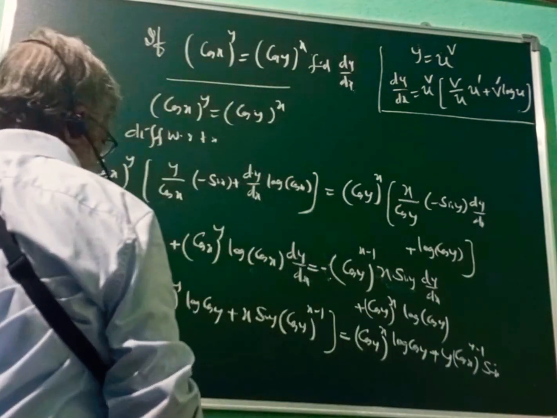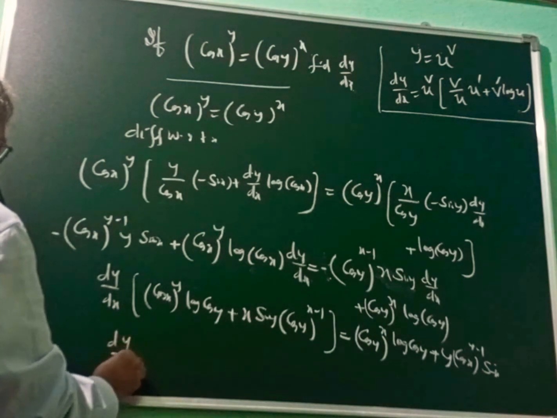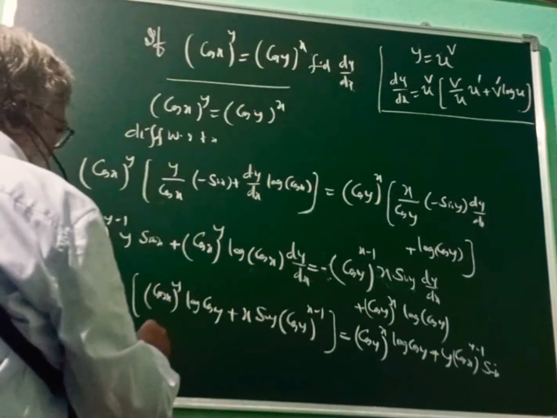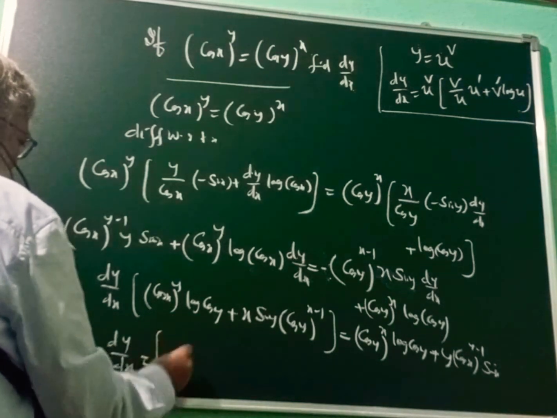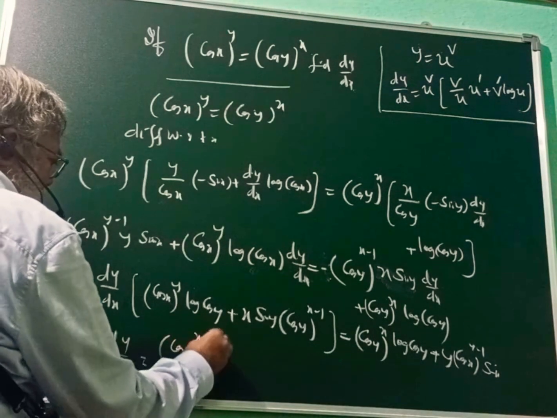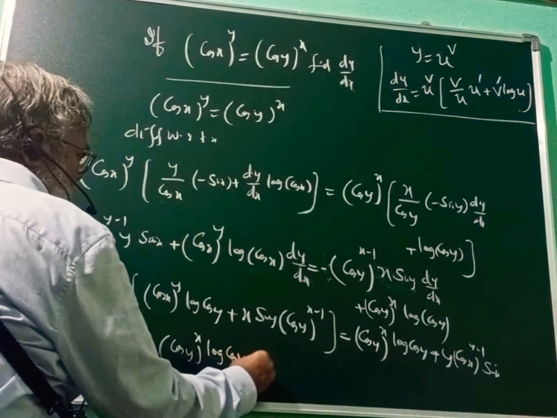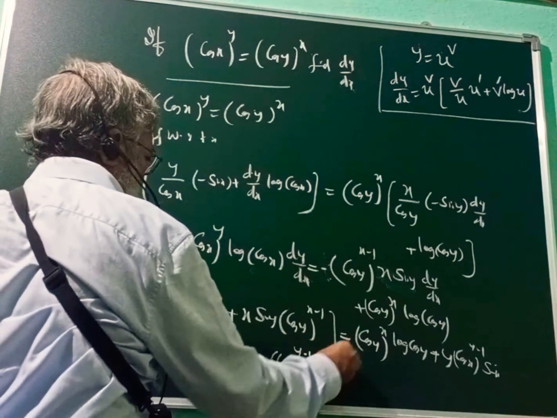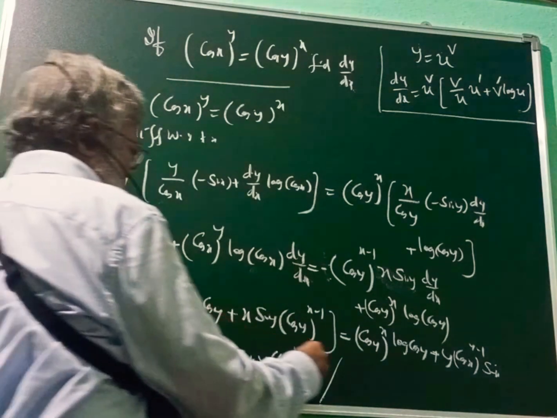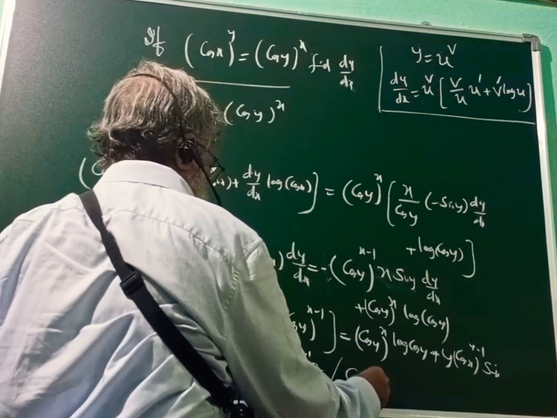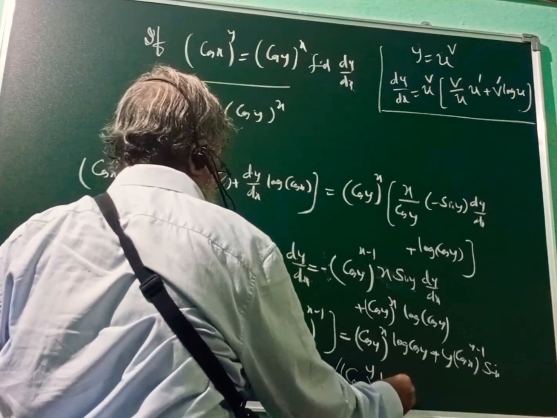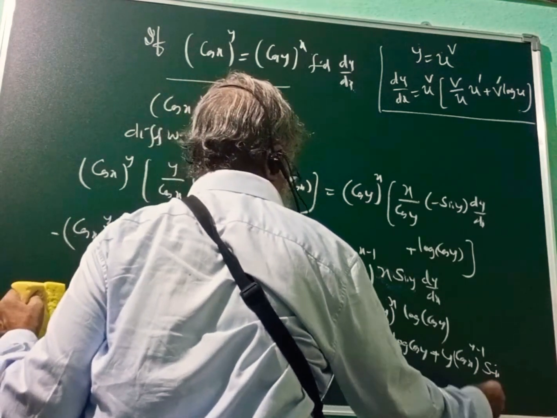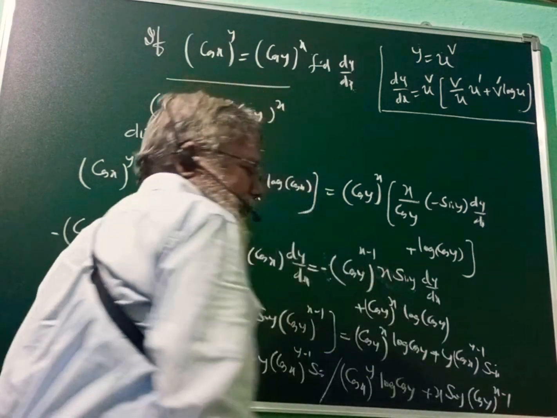Therefore you can write dy by dx is given by cos y raised to x into log of cos y plus y into cos x raised to y minus 1 into sin x, divided by, this should be in the denominator, cos x raised to y into log of cos y plus x sin y into cos y raised to x minus 1. Now it is in the correct form.